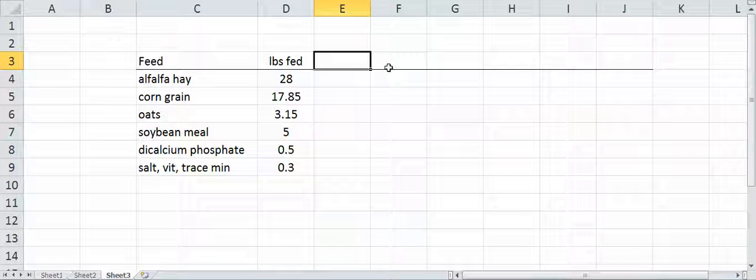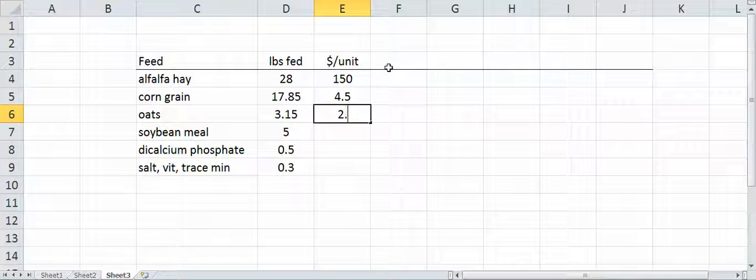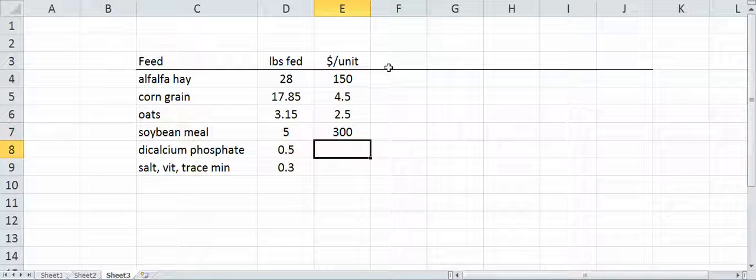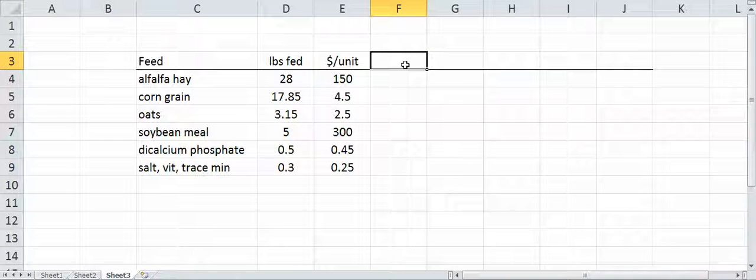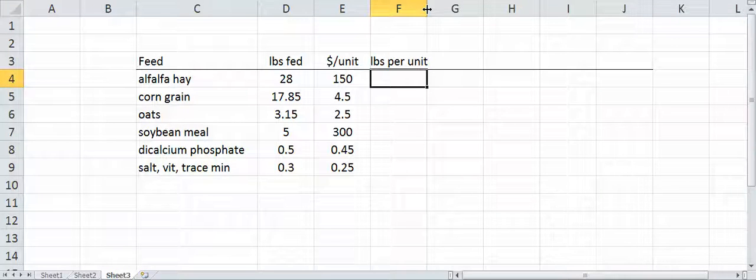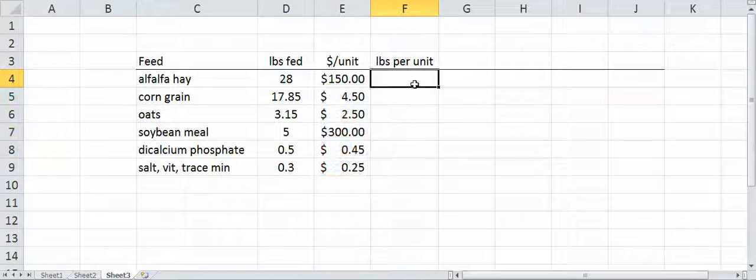Now, I also know my price per unit. I have a $150 ton hay here. I have $4.50 corn. I have $2.50 per bushel oats. I have $300 a ton bean meal, 45 cents a pound dicalcium phosphate, and 25 cents of mineral pack. From there, all I need is pounds per unit, because I'm going to turn my cost per unit into cost per pound. I'm going to make that dollars, by the way.